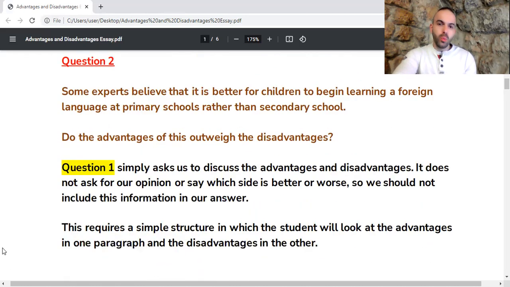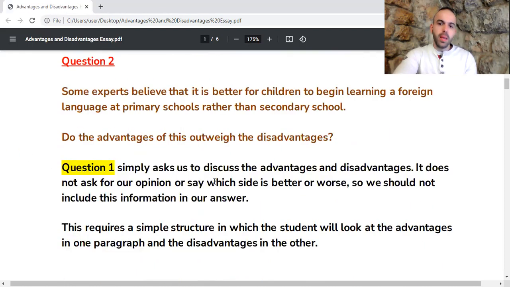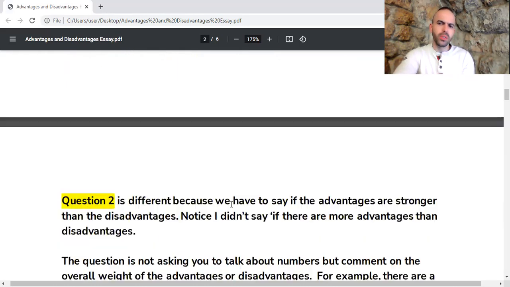Now let's move on. Question 1 simply asks us to discuss the advantages and disadvantages. It does not ask for our opinion or say which side is better or worse. So we should not include this information in our answer. This requires a simple structure in which the student will look at the advantages in one paragraph and the disadvantages in the other. As I just told you, quite easy, quite straightforward.